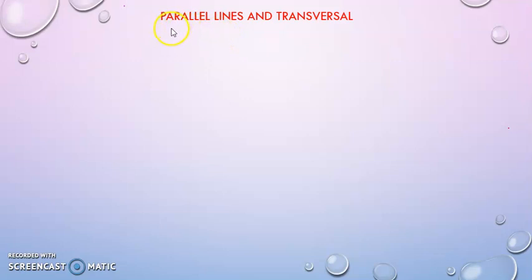Okay, so today we will start parallel lines and transversal. We will study parallel lines and transversal today. First, parallel lines I have already explained, but I am explaining again. I told you clearly what is a line, what is a ray. So these two lines are parallel lines. They are not intersecting.